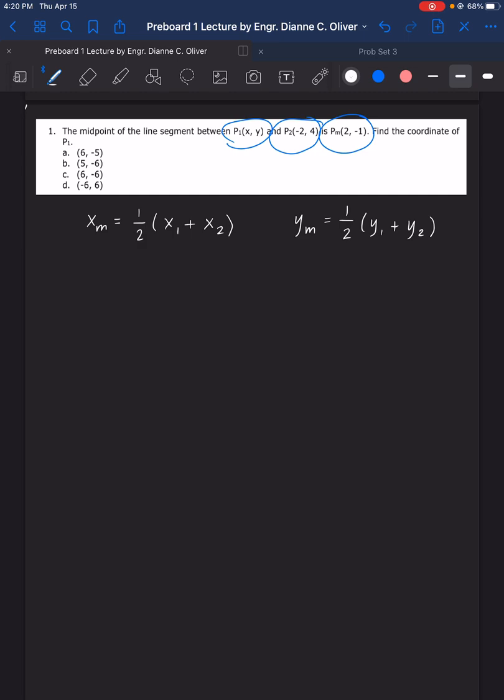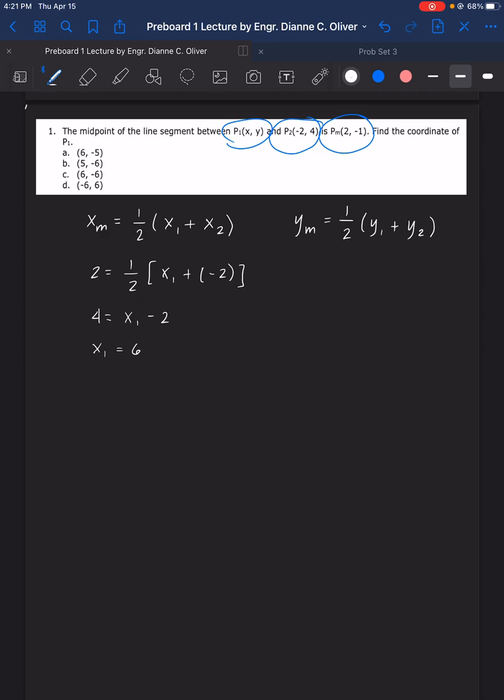So given the xm, or the midpoint of x, as 2, that is 1/2 (x1, the missing point, plus x2, which is -2). So we have 4 equals x1 minus 2. Therefore, x1 is equal to 6.